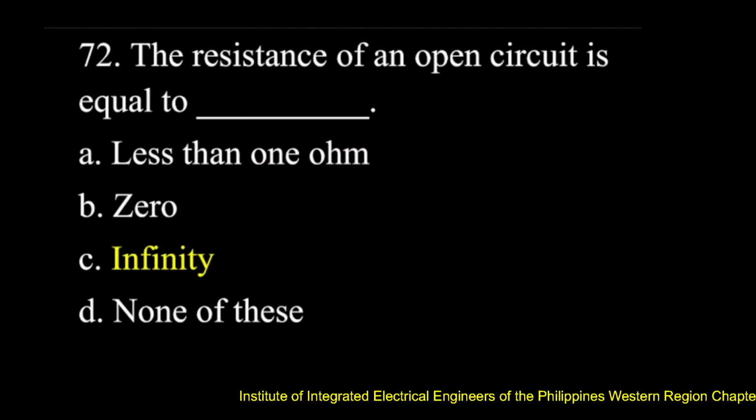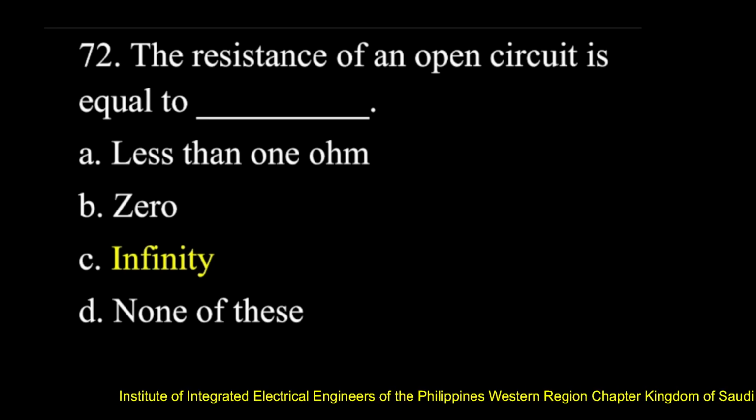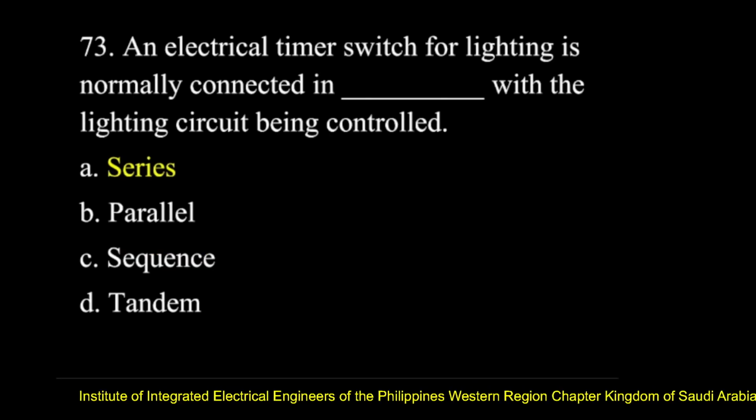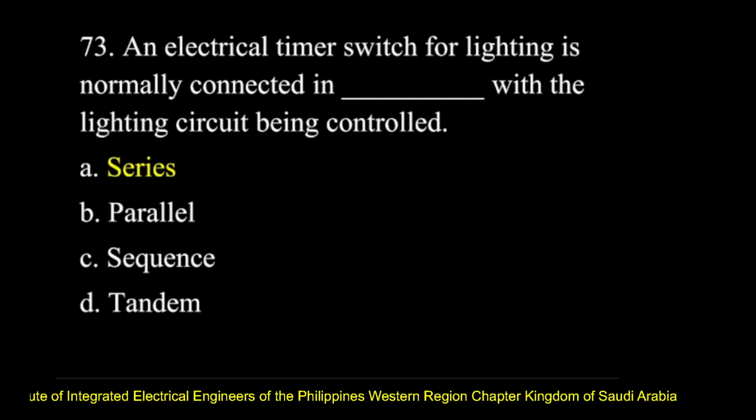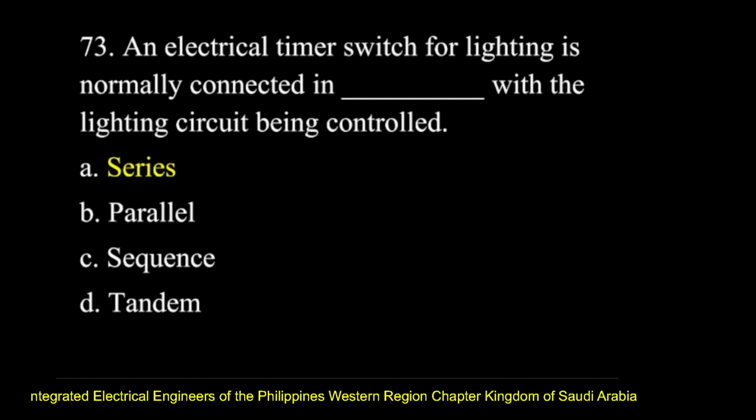The resistance of an open circuit is equal to blank. A. Less than 1 ohm. B. 0. C. Infinity. D. None of these. An electrical timer switch for lighting is normally connected in blank with the lighting circuit being controlled. A. Series. B. Parallel. C. Sequence. D. Tandem.